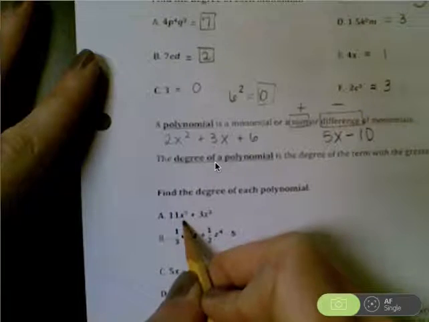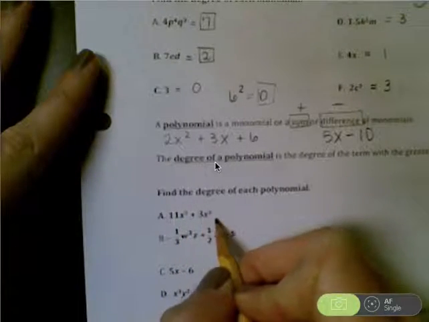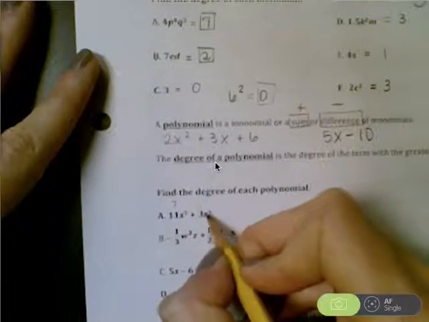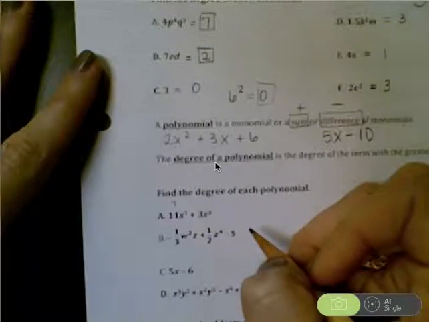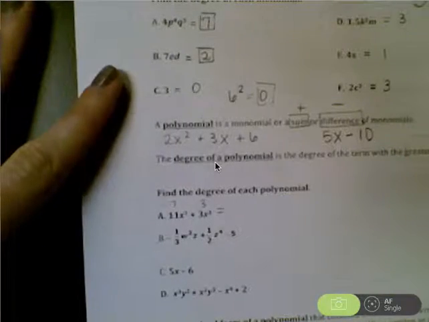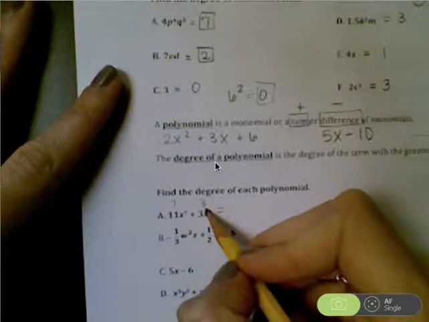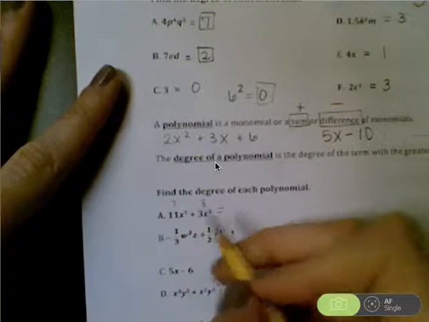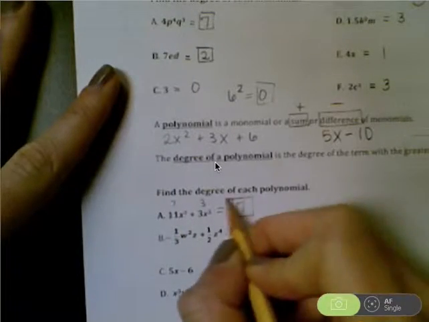So we have 2 terms in this example, 11x to the power of 7 and 3x to the power of 3. 11x to the power of 7 has a degree of what? 7. 3x to the power of 3 has a degree of what? 3. Now it says you're going to choose the one with the greatest degree. So which one has the biggest degree? 11x. Okay, so the degree of this entire thing is just 7.